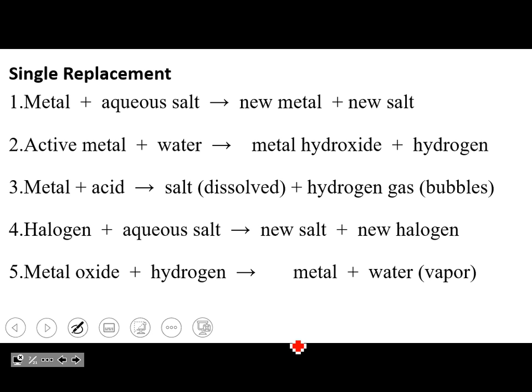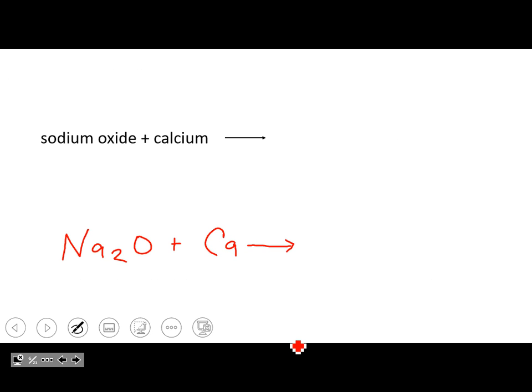So basically, as I look at this, it could be one. I don't have water. I don't have an acid. I don't have a halogen. I don't have hydrogen. So this has got to be a single replacement number 1. So I'm going to put up here SR number 1.